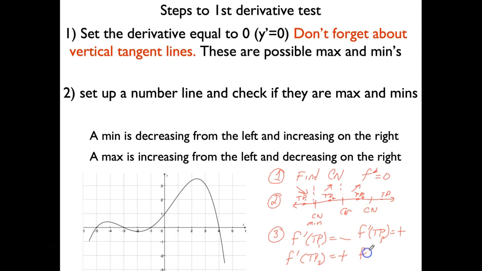Okay, let's say we plug in that last test point. Let's say we get a negative. So that means it's decreasing after that critical number. So this right here, if it went from increasing to decreasing, that would mean that would be a max at this critical number. And that's all we're going to be doing.